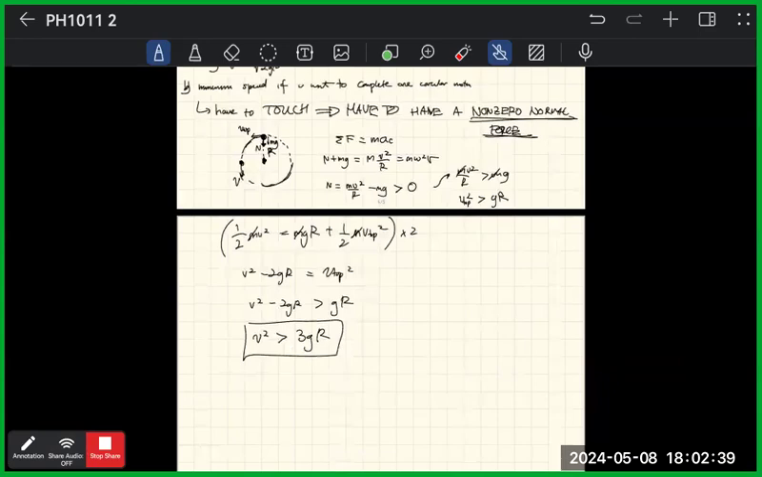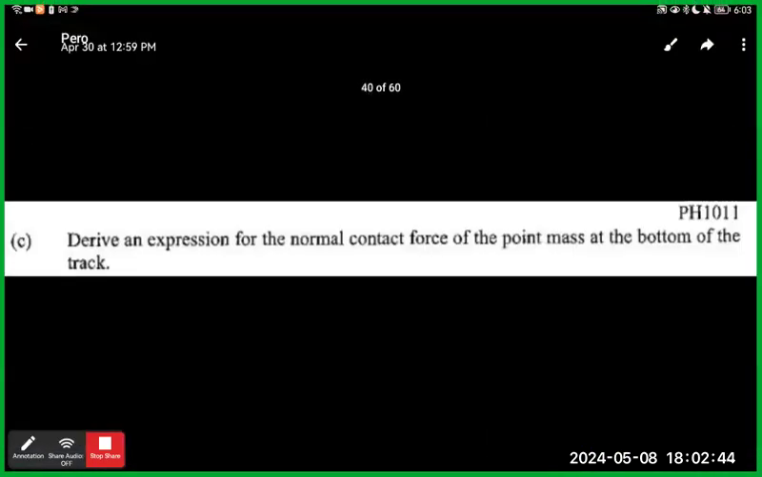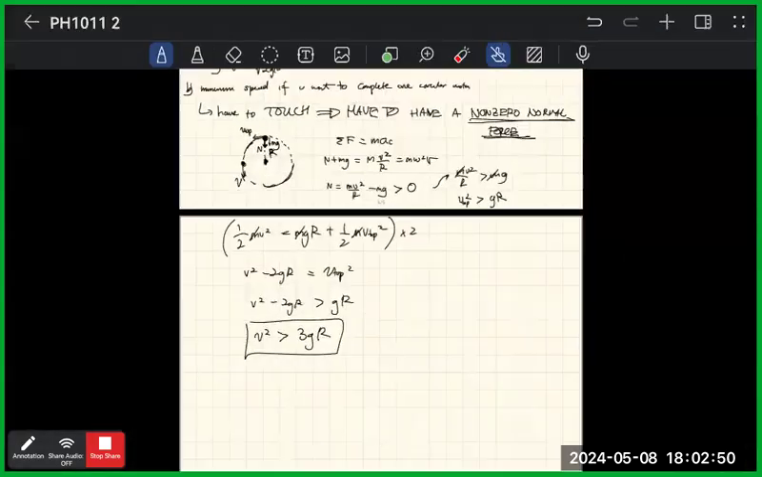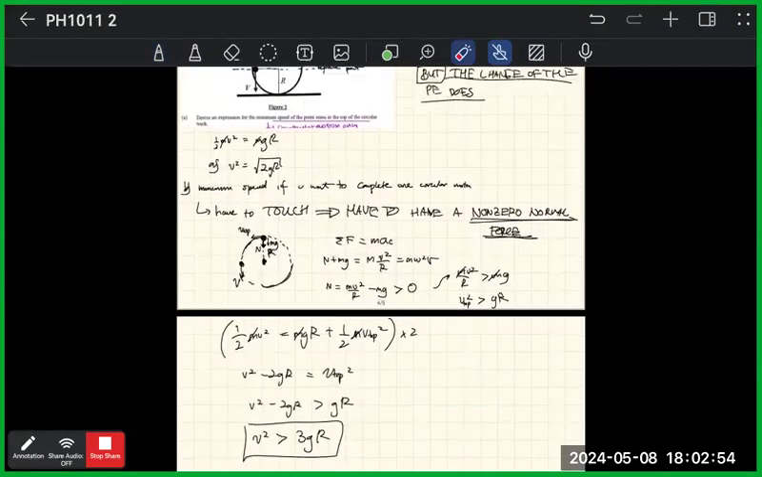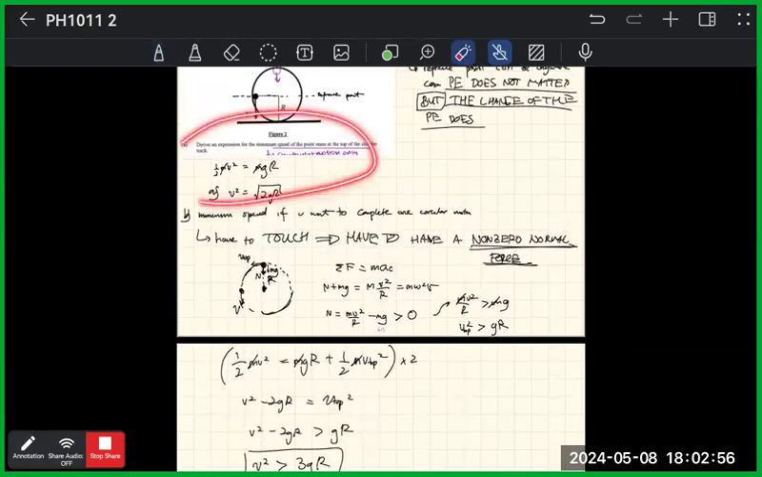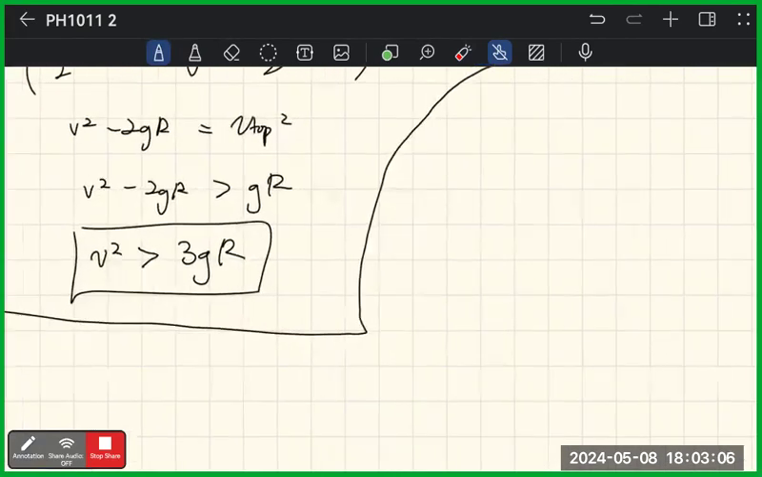And let's see what the C question is. Do you have an expression for the normal contact force on the point mass at the bottom of the track? I don't know if this C question is a continuation of A or B, but let's just do it for both. I mean, we don't need to know actually.